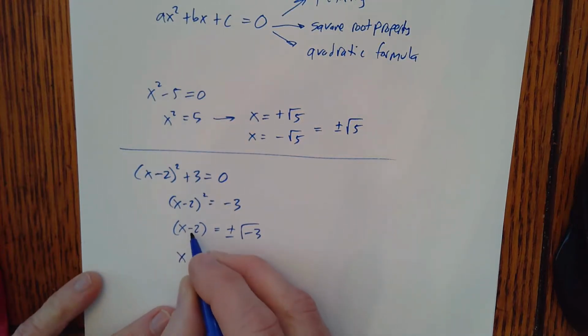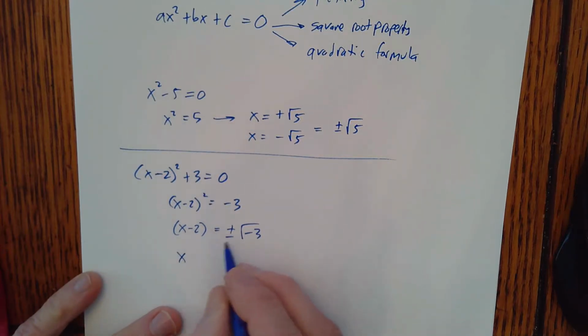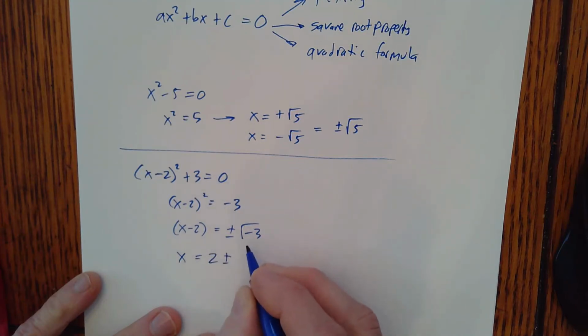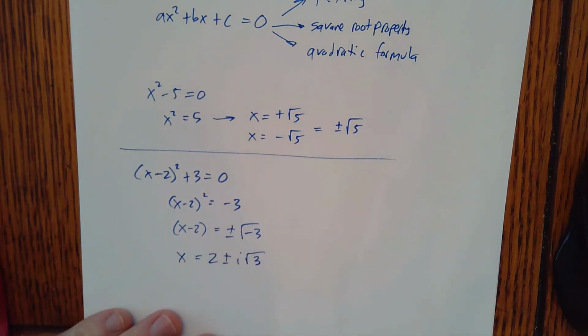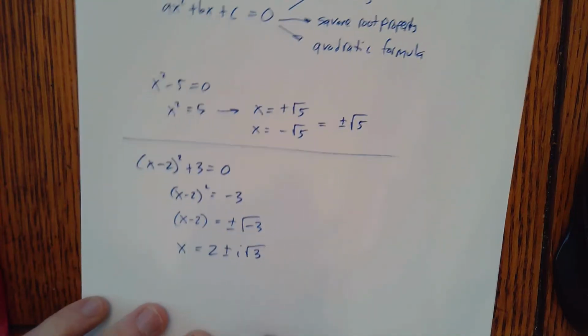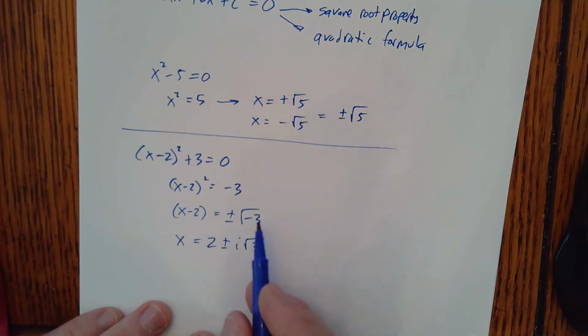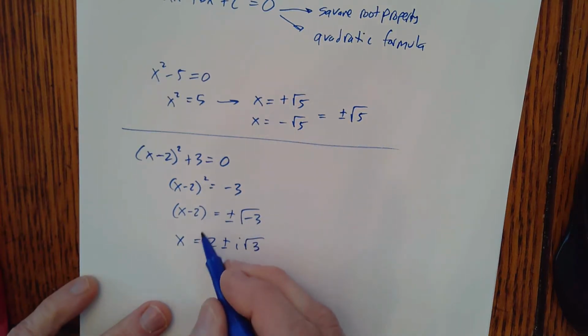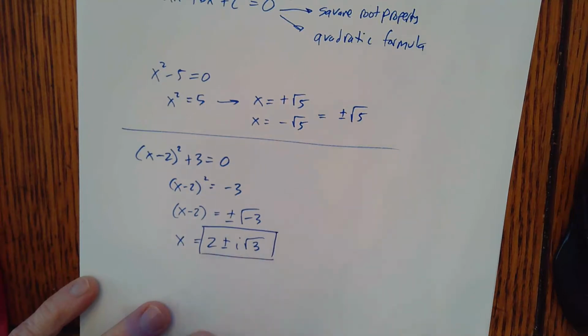So to get rid of the minus 2 there, I'm going to add the 2 over to the other side, and I get x equals 2 plus or minus the square root of minus 3. I want to simplify as i square root of 3, right? I don't want to leave the negative inside, and that comes out as an i, which we want to put in front. So these then are my two solutions to that problem.